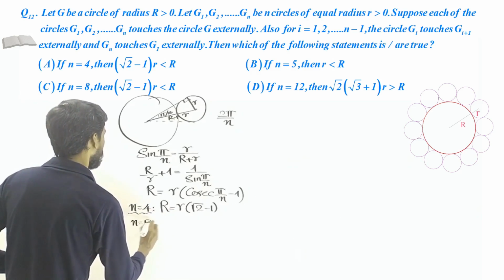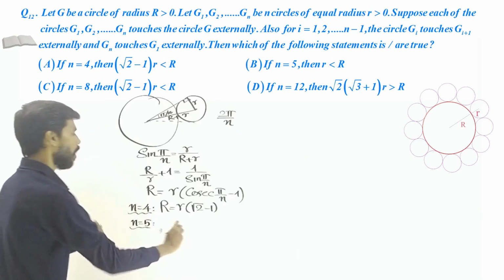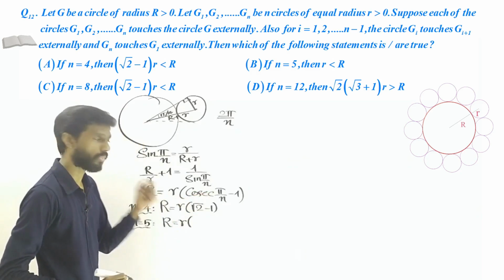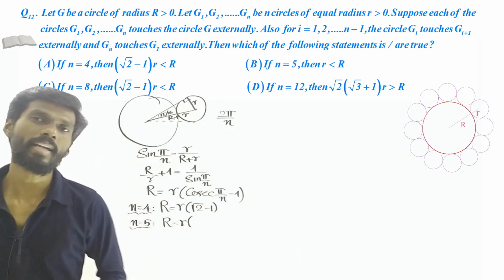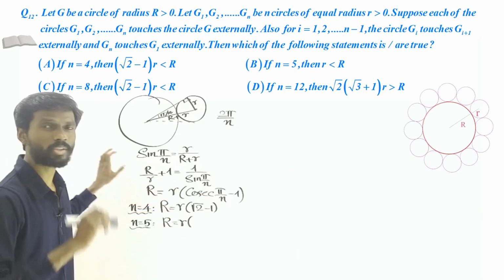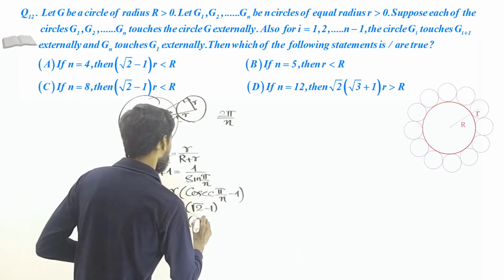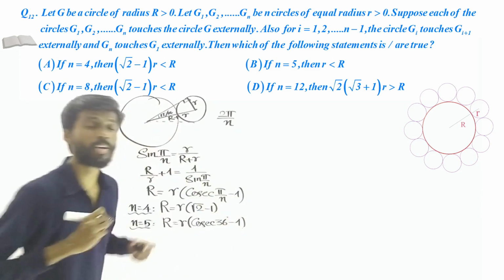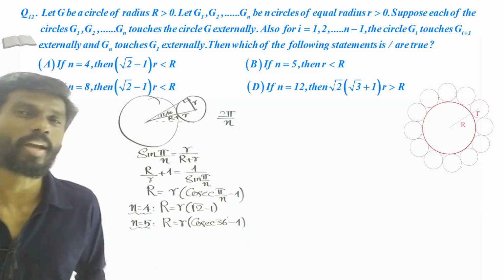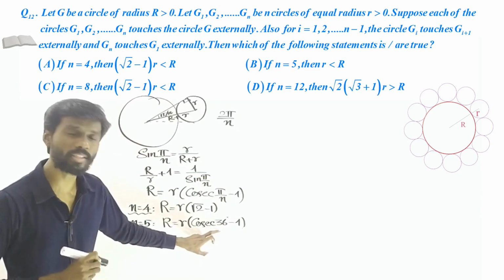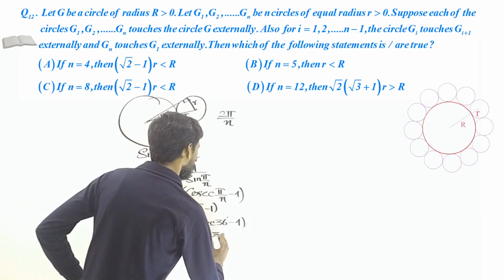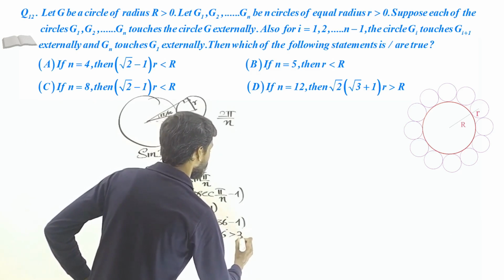So n equal to 5. So if n is 5, capital R is equal to small r multiplied by cosecant pi by 5 minus 1. So what is pi by 5? 180 by 5, so that is 36 degrees. So cosecant 36 degrees minus 1. So let's find this value. We don't know the value of cosecant 36, but you compare this with the known value, like 30 degrees. So 36 is closer to 30, and 36 degrees is greater than 30 degrees.